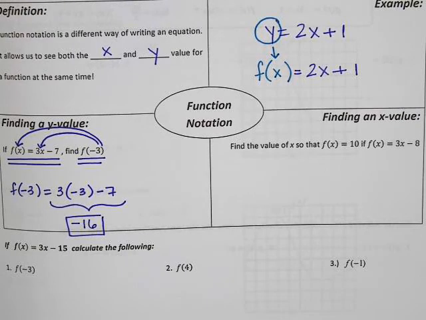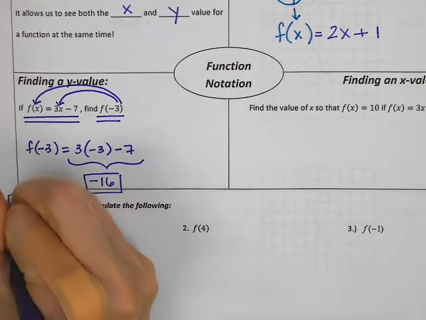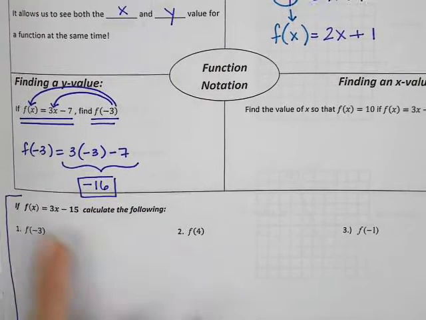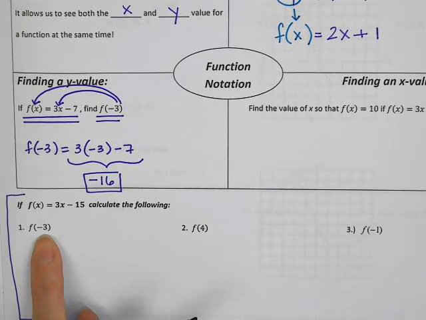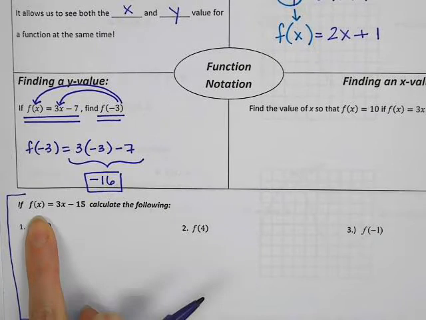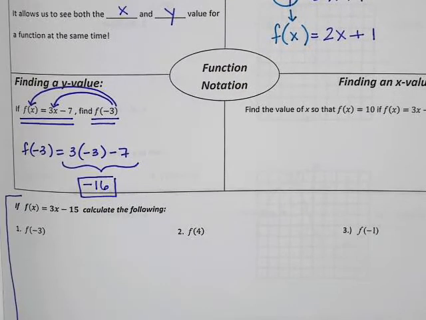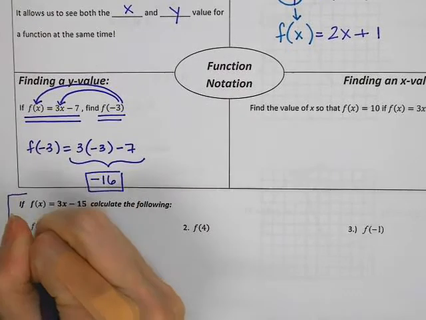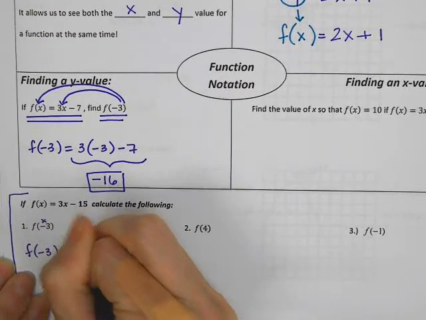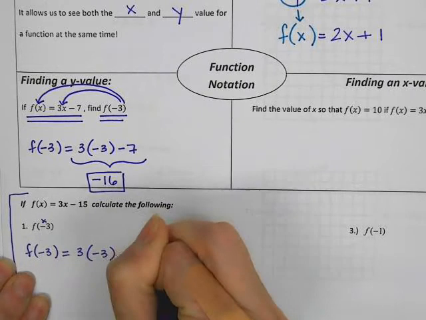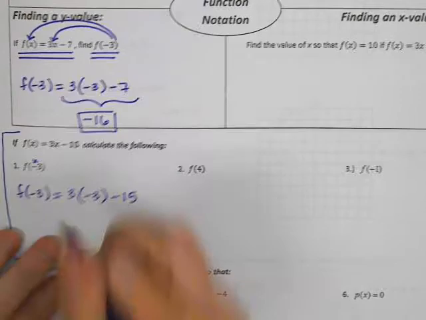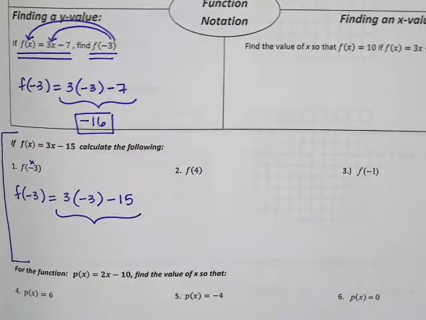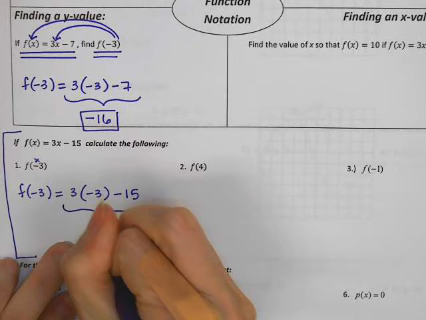Okay, so I'm going to jump down and have you guys try these right now. So they give you a function, and they want you to find f of negative 3, and that just means plug negative 3 into x. All right, so this goes into x. So now it's f of negative 3 equals 3 times negative 3 minus 15. You're just plugging negative 3 into x. All right, let's do this. What is 3 times negative 3 minus 15? Feel free to use a calculator. You should get negative 24.